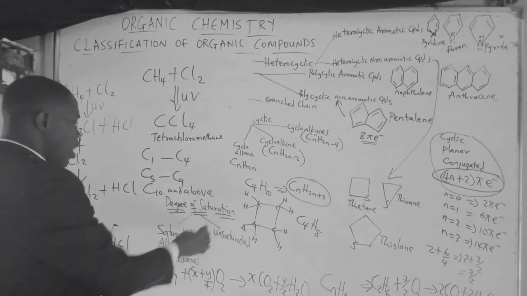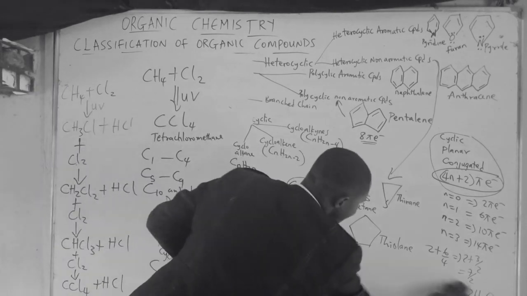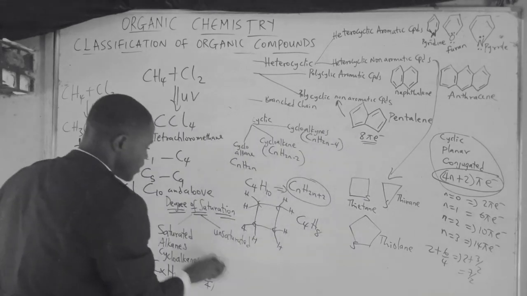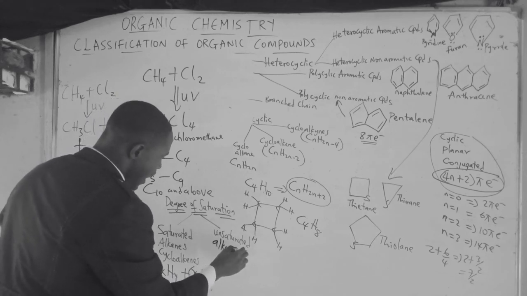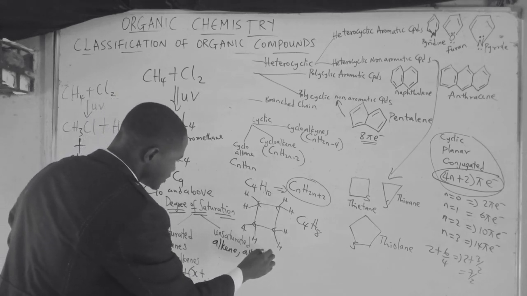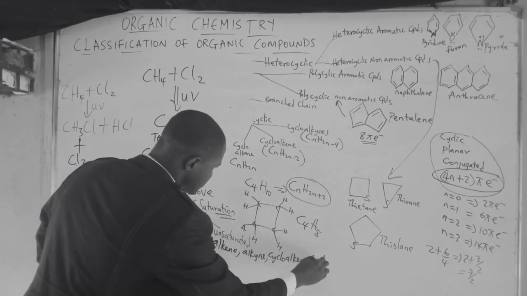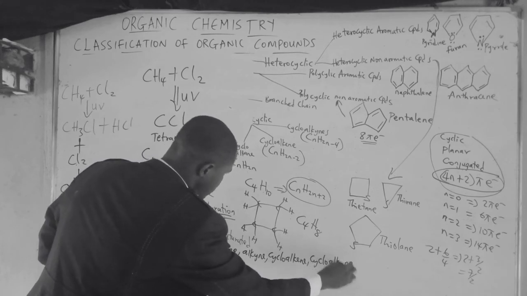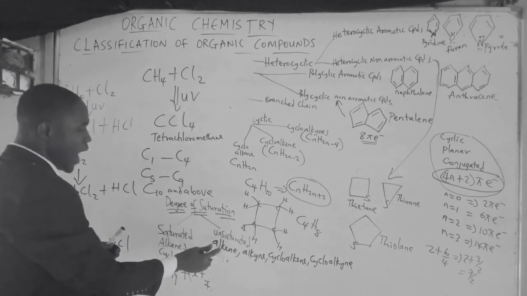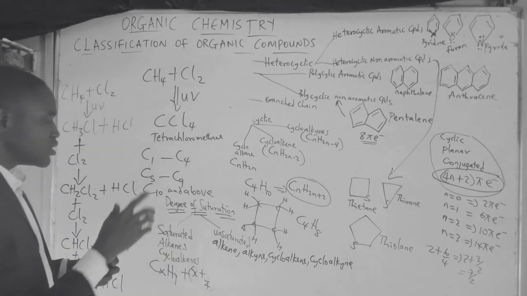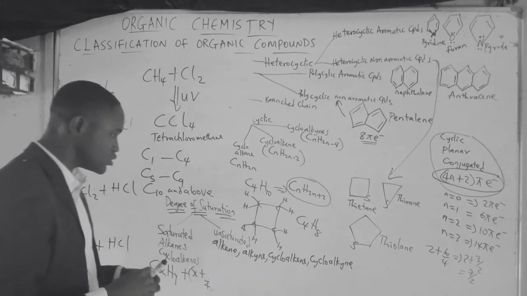Then we go to unsaturated hydrocarbons. Among the unsaturated hydrocarbons, we have alkene and alkyne, cycloalkene and cycloalkyne. Okay? So why do we call them unsaturated? It's because alkenes have double bonds and alkynes have triple bonds.